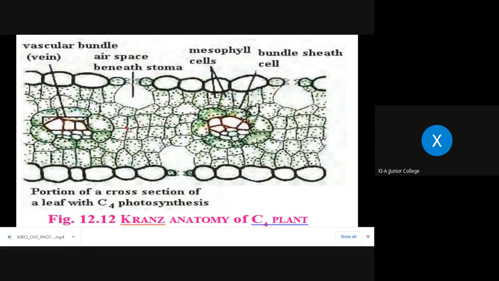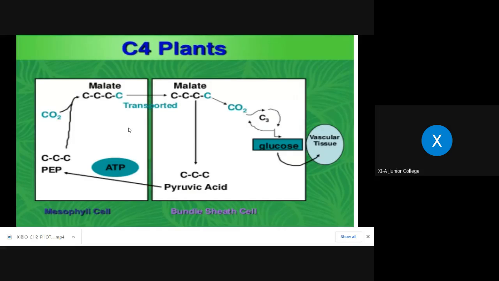Now this is the diagrammatic presentation. Through stomata, the CO2 is entering. PEP is the 3-carbon compound. When CO2 enters, then this C plus this C gives a 4-carbon compound. Though it is shown as malate, first of all OAA, that is oxaloacetic acid, is produced, which is the first stable 4-carbon compound, and then that gets converted into malic acid, or you can say malate. Then this malic acid or malate, the 4-carbon compound, enters the bundle sheath cells.